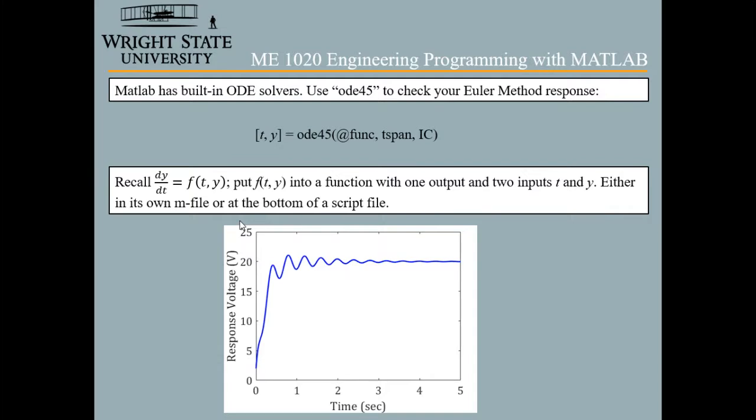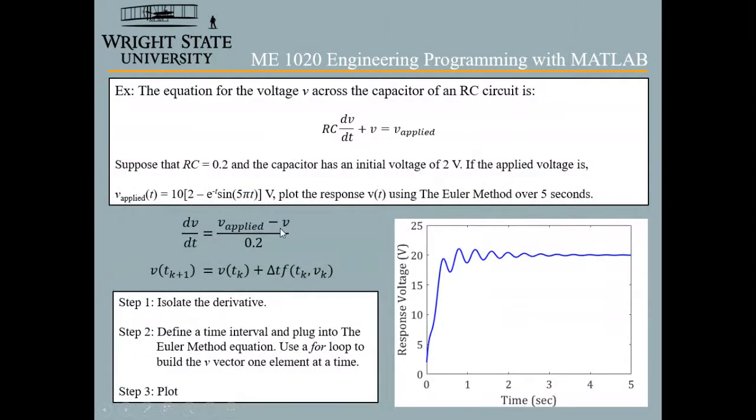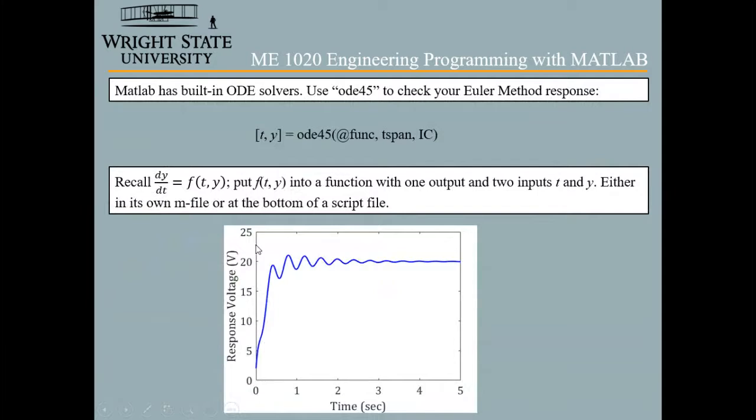What's more, I want to show you how to use it because it's a powerful tool to learn. Remember, in the last example, I always told you to rearrange your equation such that your highest order derivative is isolated, and that's going to matter when we get into second order equations. In this case, that's dv dt equals v applied minus v over 0.2. In the last example, I put that into a function, because it's easier to call in the Euler equation, but it's also the way you have to give it for ode45.